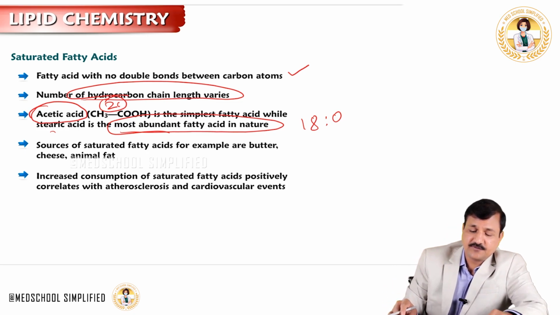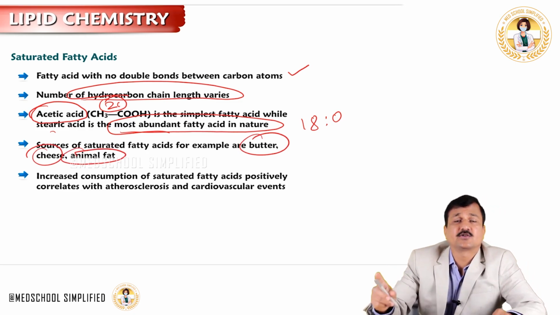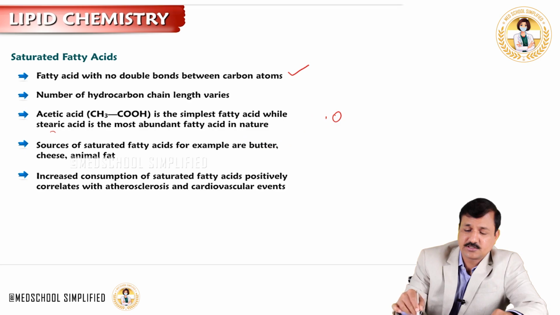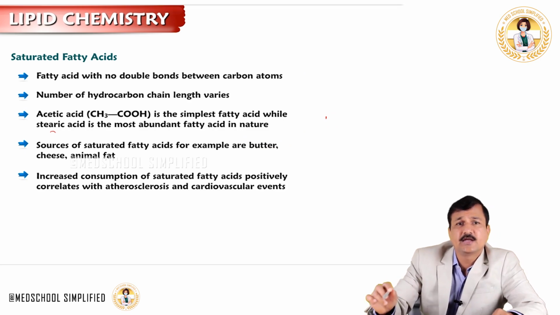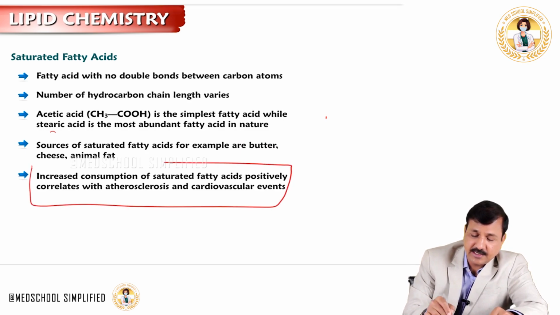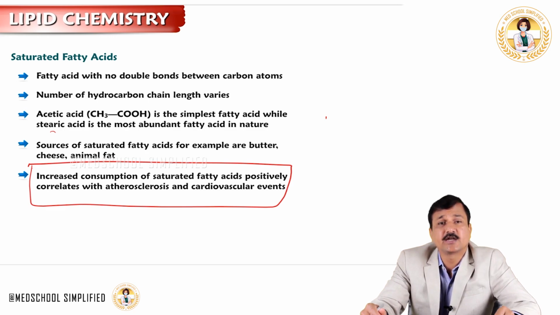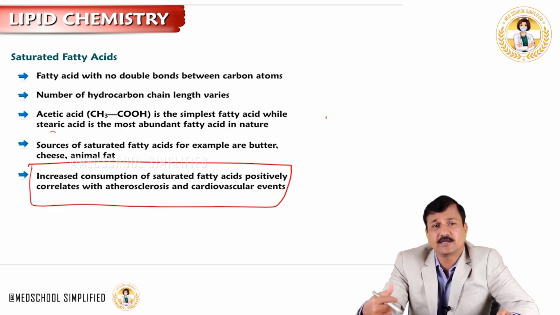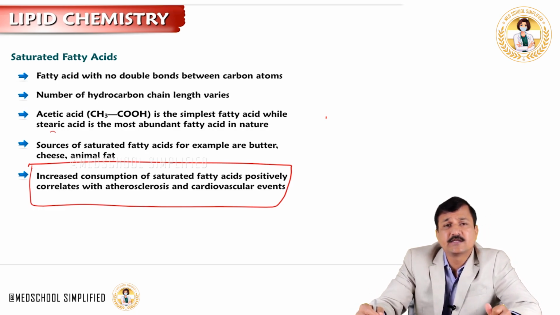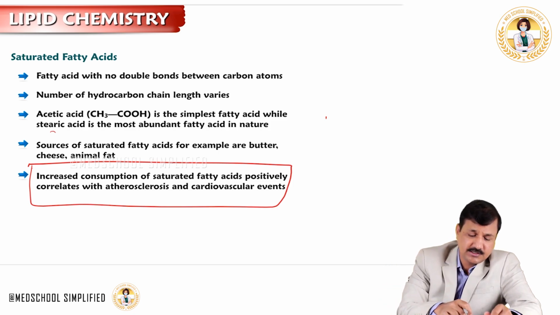Okay. Now, sources of saturated fatty acids are like butter, cheese and animal fat. So, animal derived lipids or fats are basically sources of saturated fatty acids. Remember that. And also, consumption of saturated fatty acids positively correlates with atherosclerosis and cardiovascular events, because higher consumption of saturated fatty acids has been correlated with higher incidence of cardiovascular events because of the atherosclerosis process that will be going on.